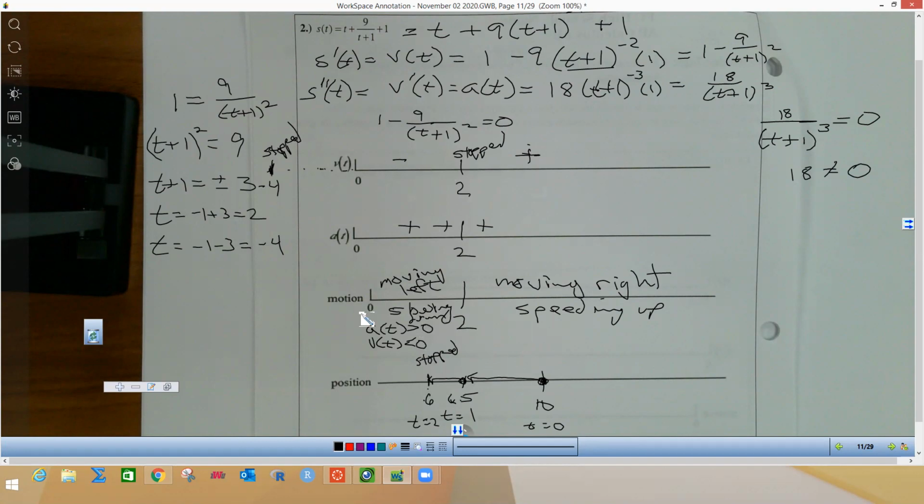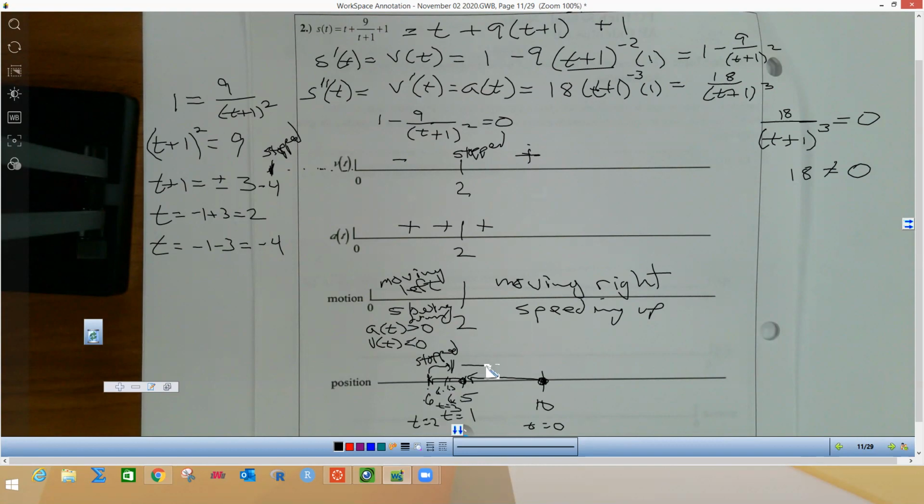Now I'm going to plug in 3. So I'm going to plug 3 in up here, and I get 3 plus 1 is 4. 9 divided by 4 is 2 1/4. So 4 and 2 1/4 is 6 1/4. So the object, we'll call this 6.25, I guess. The object has turned around and come back to here at time is 3.